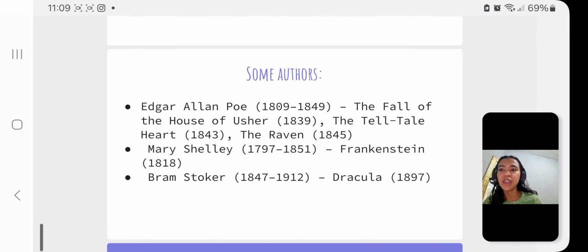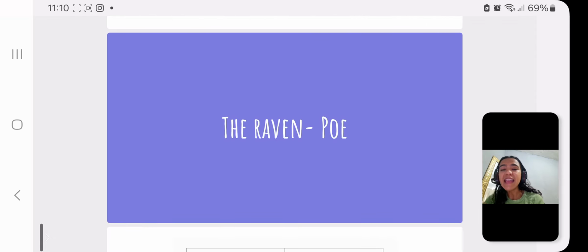Some authors, we've got Edgar Allan Poe with The Fall of the House of Usher, as Jalen told us as an example, very good story. Bram Stoker with Dracula, very famous. Mary Shelley with Frankenstein. And I asked Robert to bring us the poem The Raven. Did you search, Robert? Yeah, so guys, let's read together The Raven, part of it, because it's long.